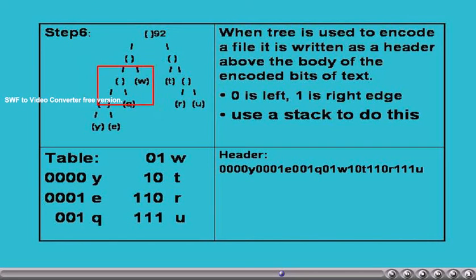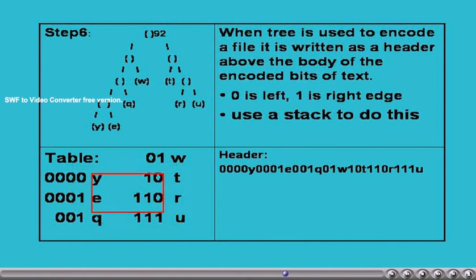The resulting tree is shown in the slide. When the tree is used to encode a file, then the file will be made in such a way that its header contains the details about the symbols and their codes. Probably the header should look like this.